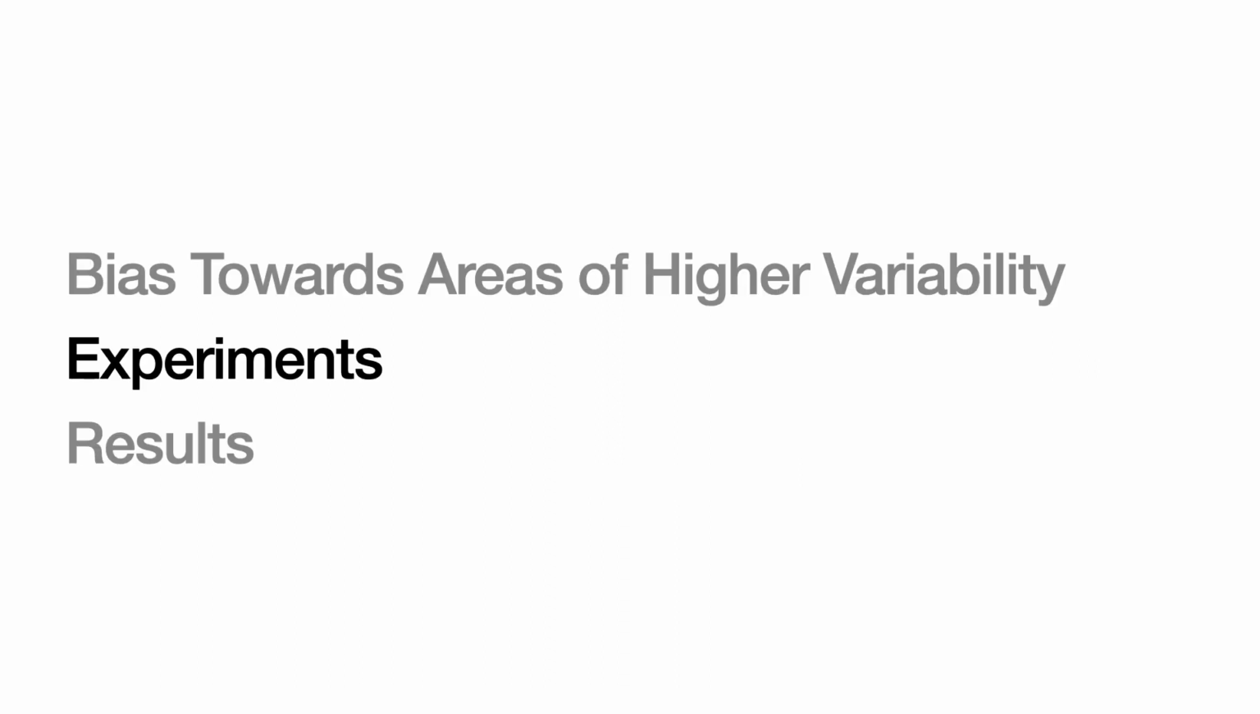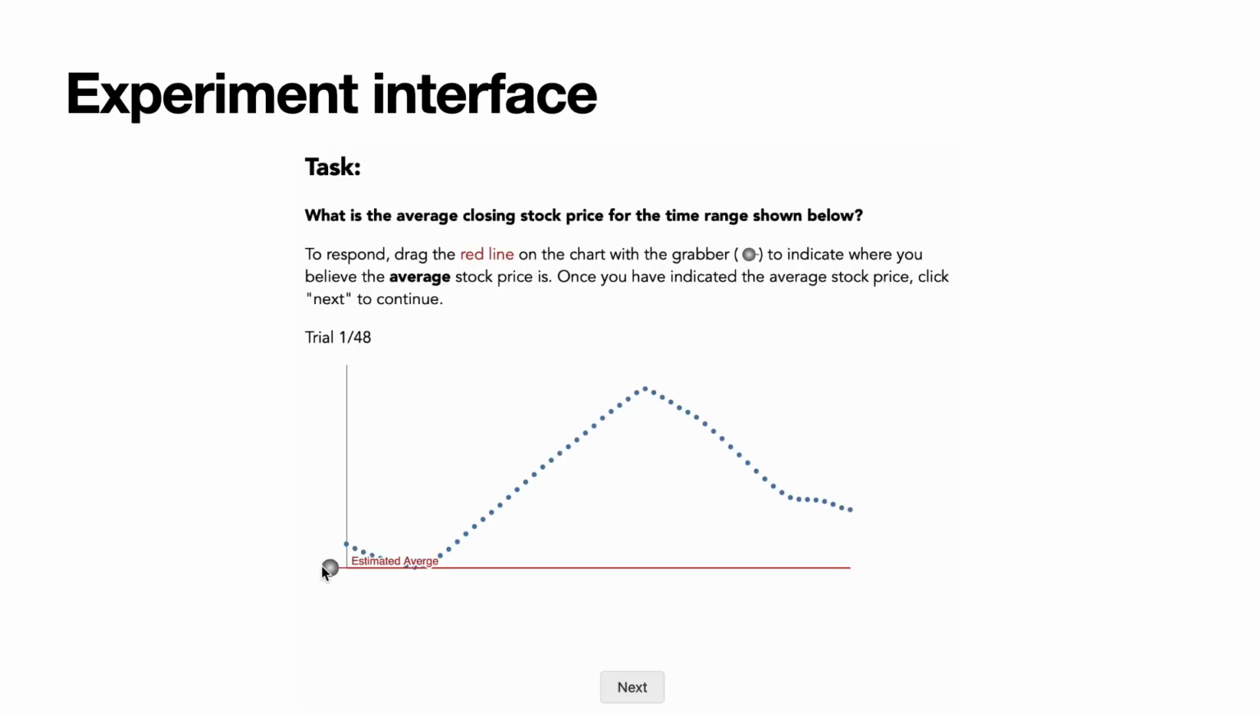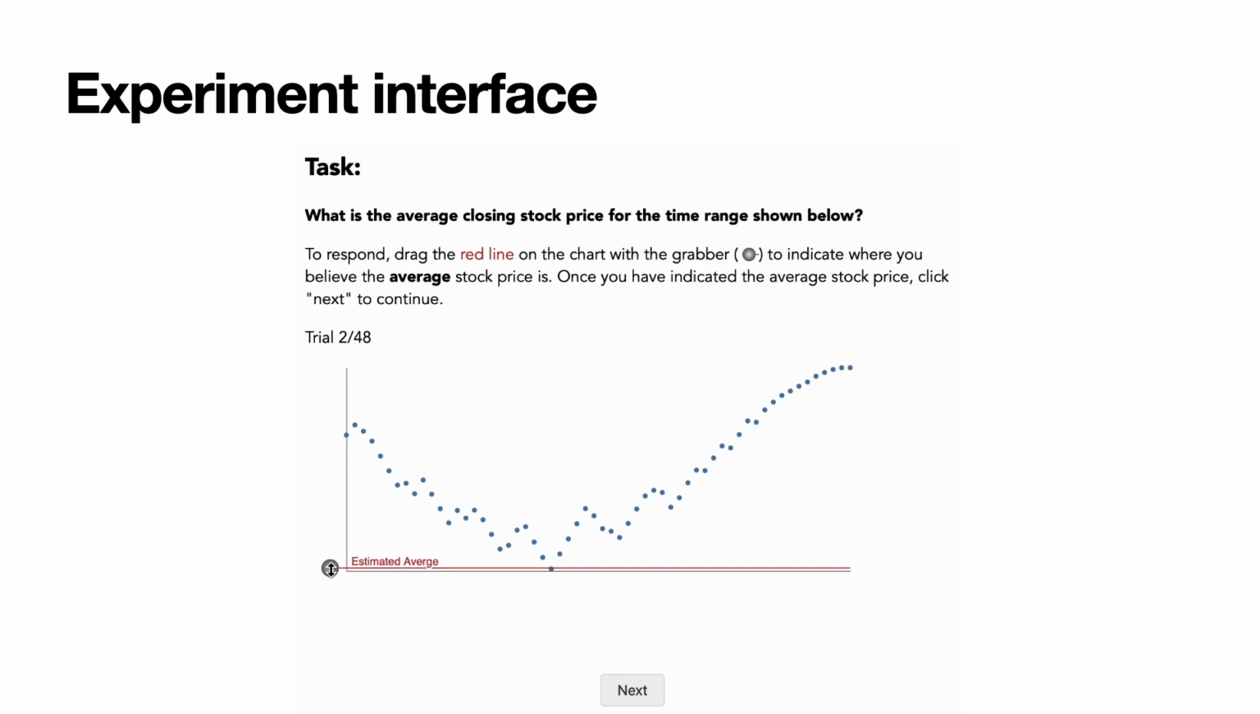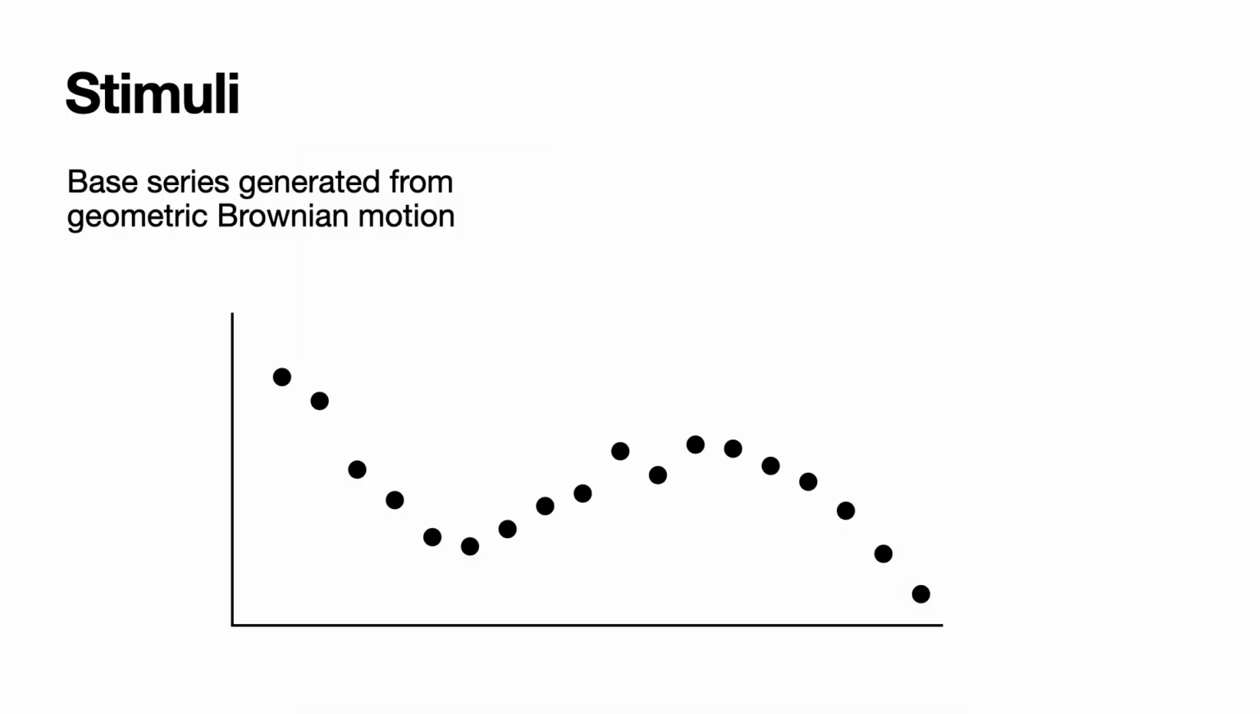Here's how we set up the experiments and the stimuli. In the experiments, participants can move the grabber in our experimental interface up and down to where they estimate the line's average to be. To generate the stimuli, we start with a base series generated from geometric Brownian motion. This is a stochastic process that can be used to generate realistically looking data, for instance for stocks. And we also apply some smoothing.